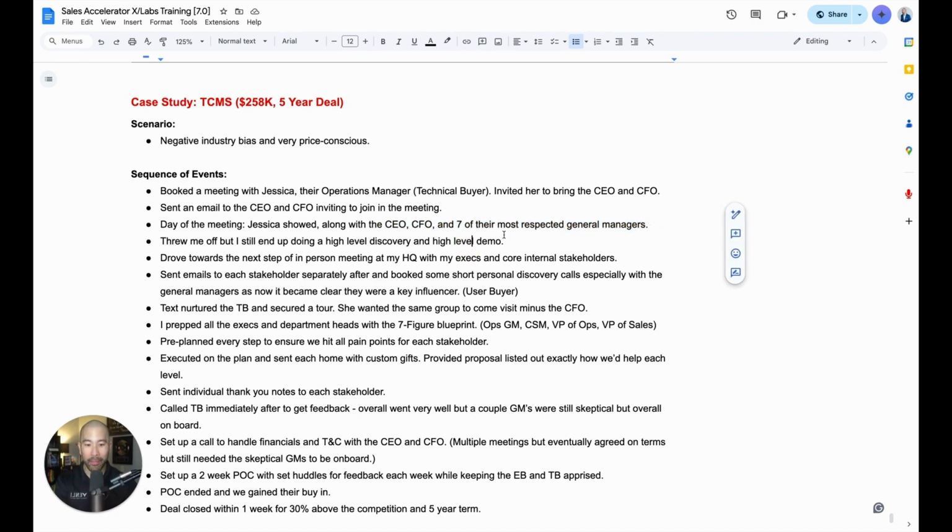At this stage, I needed to see if I could get my highest leverage, which I knew was an on-site, right? In my location, which wasn't that far from their operation. So I said, hey, we're trying to set up an in-person meeting at my HQ with my executive core internal stakeholders. And by the way, this was super intimidating for me because it was just me.